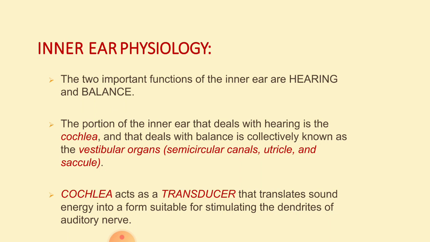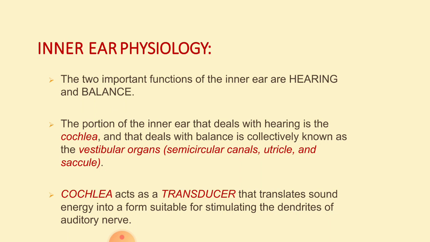For balance and equilibrium, there is the vestibular apparatus comprising semicircular canal, utricle and saccule, and for hearing, there is cochlea. Both are housed within the petrous part of the temporal bone. Now for hearing mechanism, we will discuss the structure and function of cochlea. And vestibular apparatus and maintenance of balance will be discussed in another class. Now let us take cochlea, its detailed structure and hearing transduction mechanism.